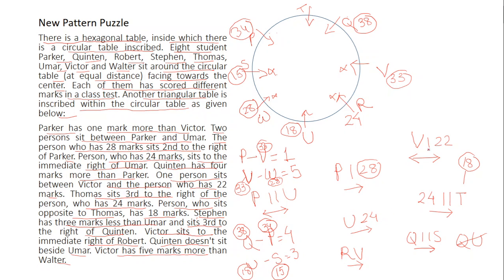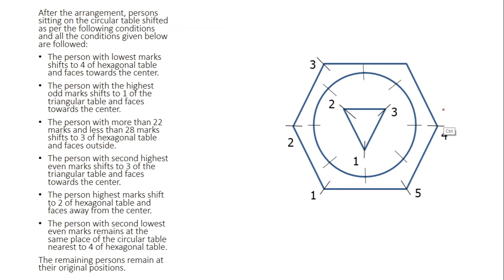Okay, from this condition V and one person between the n is 22. So T would be 22. Okay, T would be 22. So all is set. So this circle arrangement is done for us. So we will move to the other part of the question.